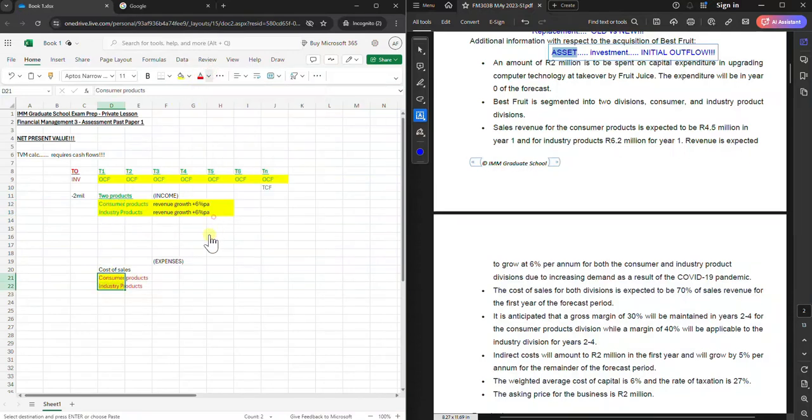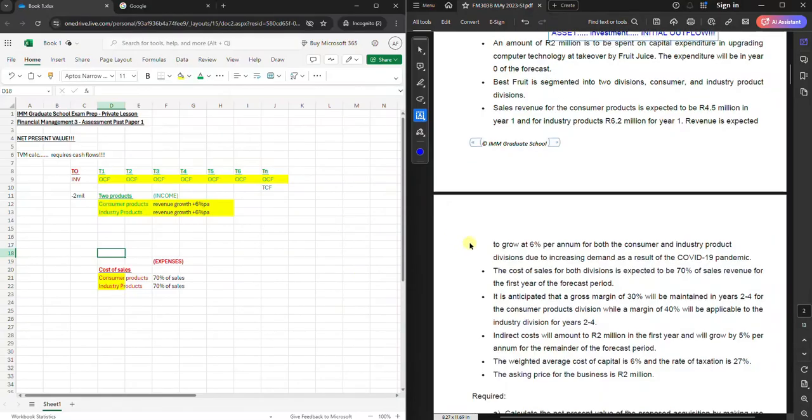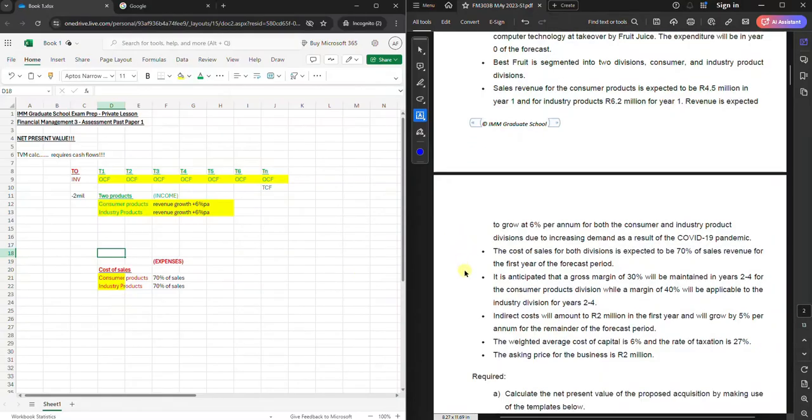What else? Keep going. And we know that it's going to be 70% of the sales revenue. Fine. It's anticipated that a gross margin of 30% will be maintained in years 2 to 4 for the consumer product division, while a margin of 40% will be applicable to the industry division from years 2 to 4. Meaning that their gross margin is growing differently.